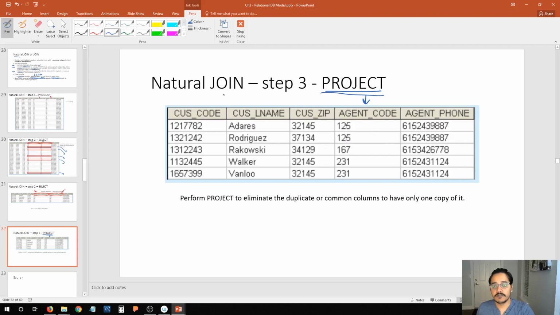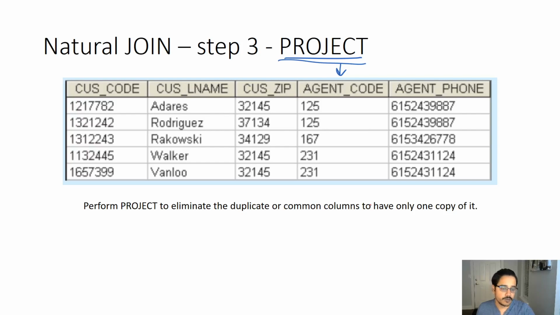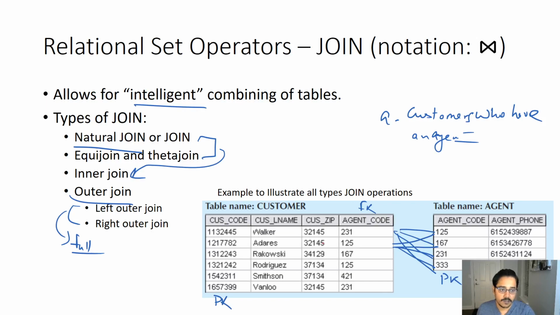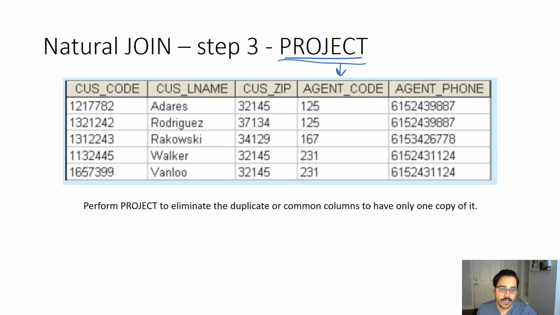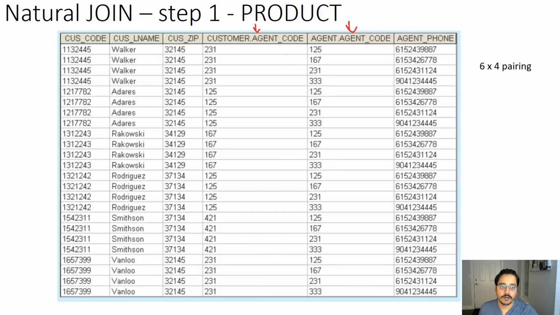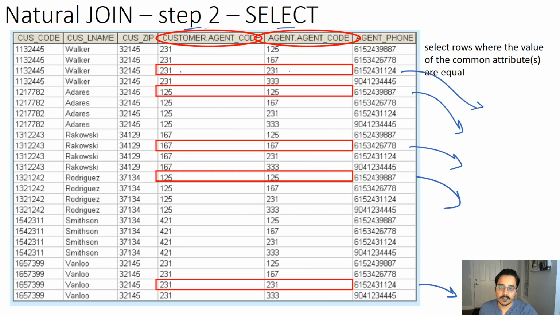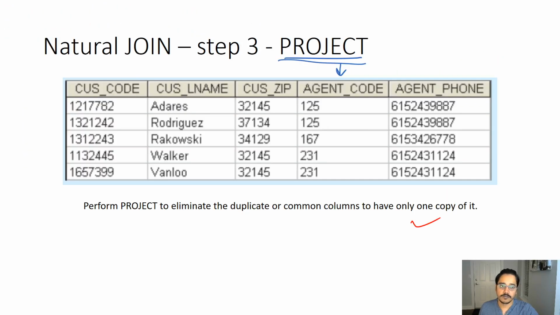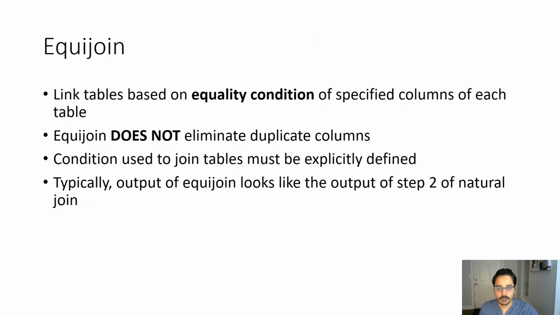So if you simply perform a join operation, if you simply write customer join agent and you get this output, this is what is happening internally. It first performed a product, then applied the select on the common attributes, and then it performed a project in order to remove the duplicate rows.